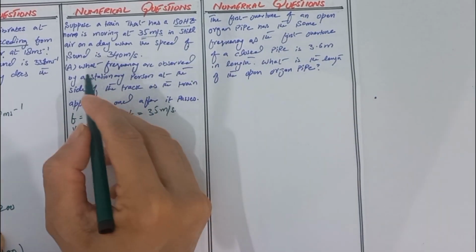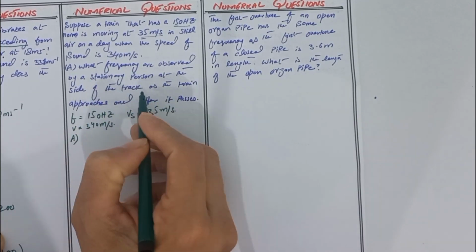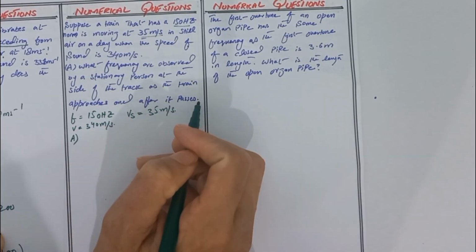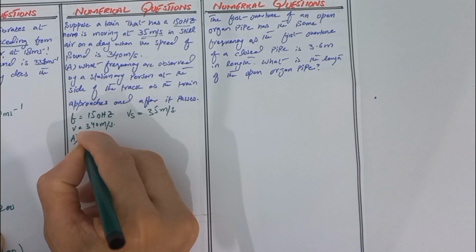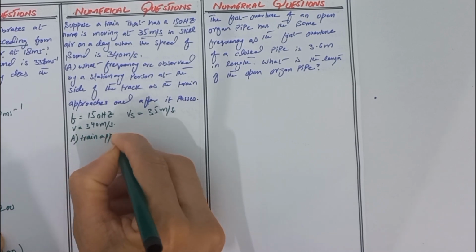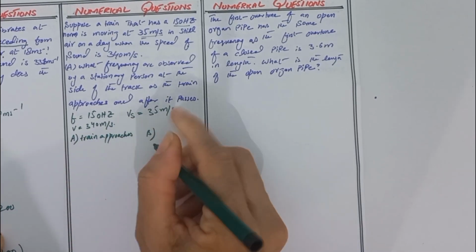In option A we find what frequency is observed by a stationary person at the side of the track as the train approaches and after it passes. In A we find it when the train approaches. In B we find it when the train passes.